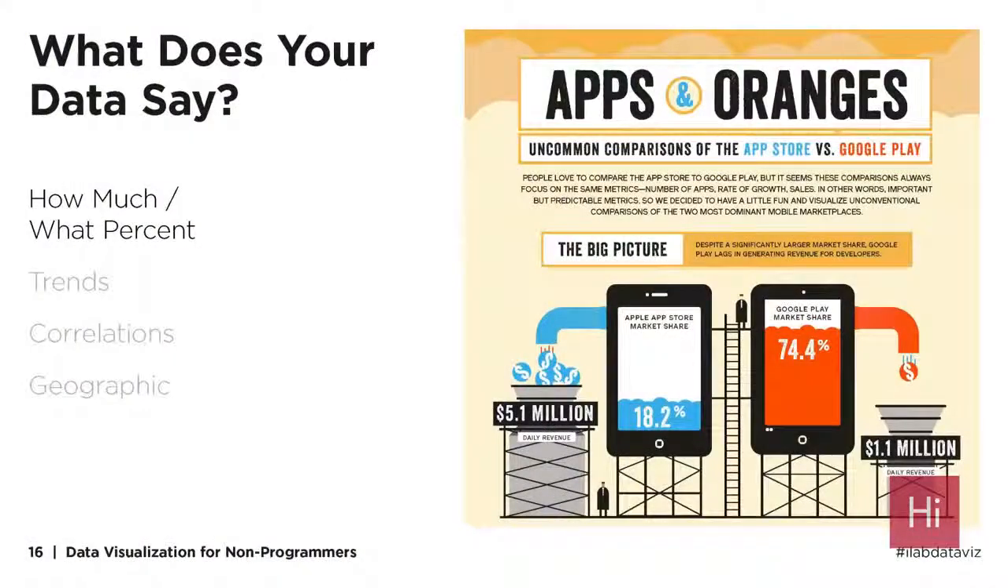This is an infographic we made with a brand called Convey, which is a backend as a service provider. They're based here in Boston. They wanted to look at the Apple Store versus the Google Play Store. So we made this graphic, very cleverly titled Apps and Oranges, where we're looking at the market share and the revenues of both of those services.